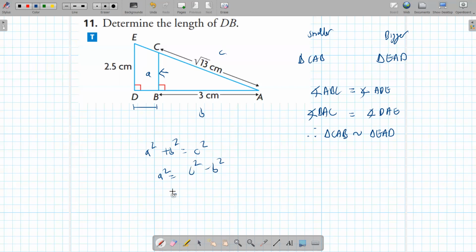A squared is this, and what's c squared? C squared is square root of 13 whole squared minus 3 whole squared, right? And again, this is a squared. Square root of 13 whole squared is straight up 13. 3 squared is 9. This gives us a squared is 4, and then square root both sides, a is 2.